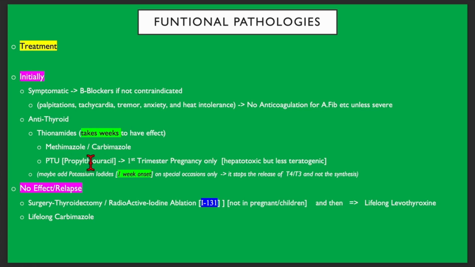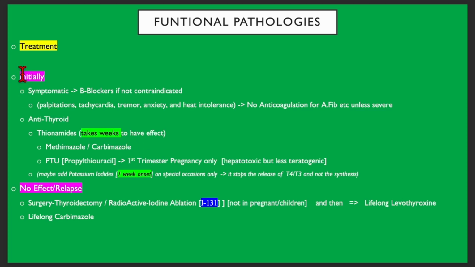PTU, propylthiouracil, it's also a thionamide, but it's hepatotoxic, so we don't use it. We only use it in first trimester of pregnancy because it's less teratogenic. And then in the second and third trimester, we switch back to methimazole or carbimazole again. So PTU is only used for first trimester pregnancy only. That's your gynecology exam and your internal medicine exam, maybe.